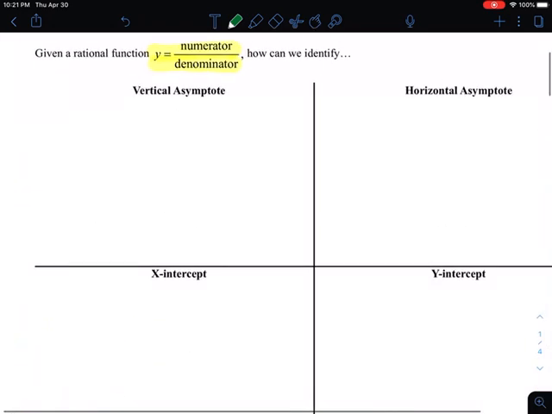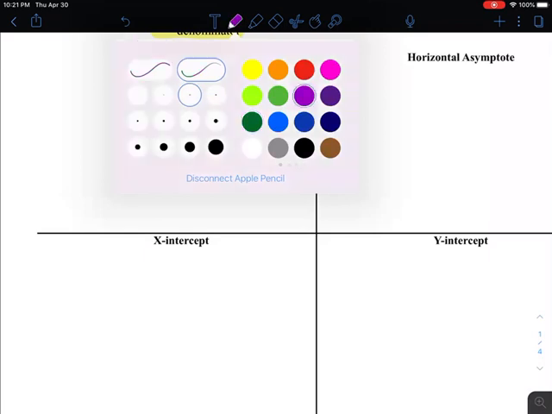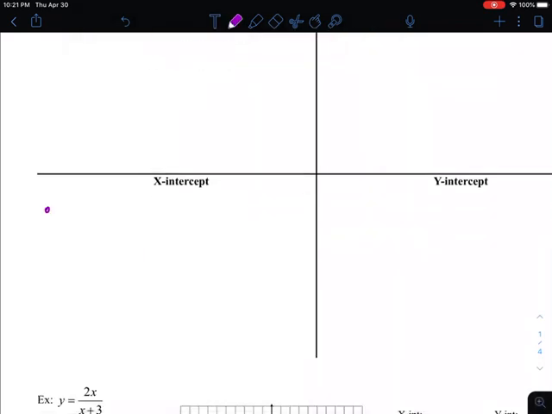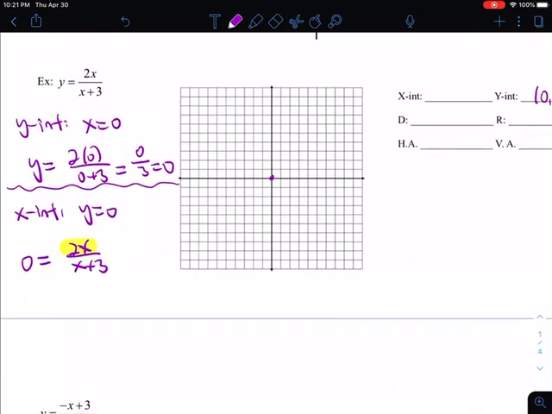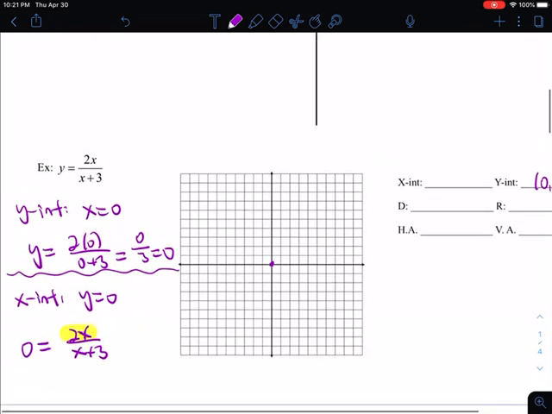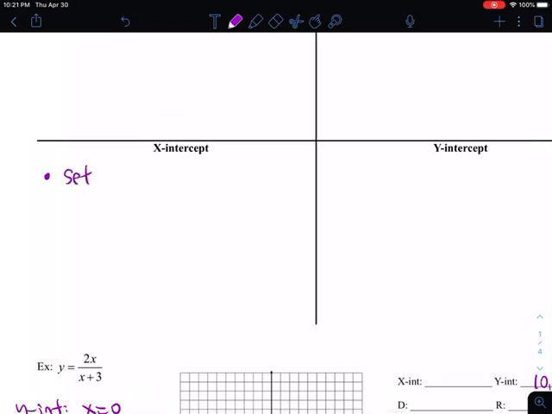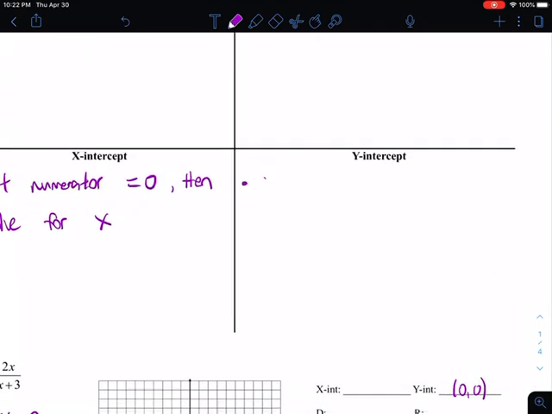So that's actually one of the key features up here. X-intercept, let me write that down. To find the x-intercept for rational functions, as we just talked about, you want to set the numerator equal to 0, then solve for x. And then of course for y-intercept, we talked about that as well. You want to set x equal to 0.